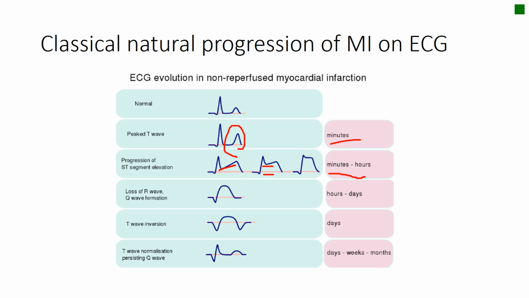Then you lose the R wave, and you get the beginning of the Q wave forming after hours to days. Then you get T wave inversion, the opposite way around than it normally is, after a few days. And then often after days, weeks, and months, you get the normalization of the T wave back to normal, but you're left with this Q wave often. That's the classical picture of MI and how the waves progress in the ST segment, and then what happens with the T wave and the Q waves that form.